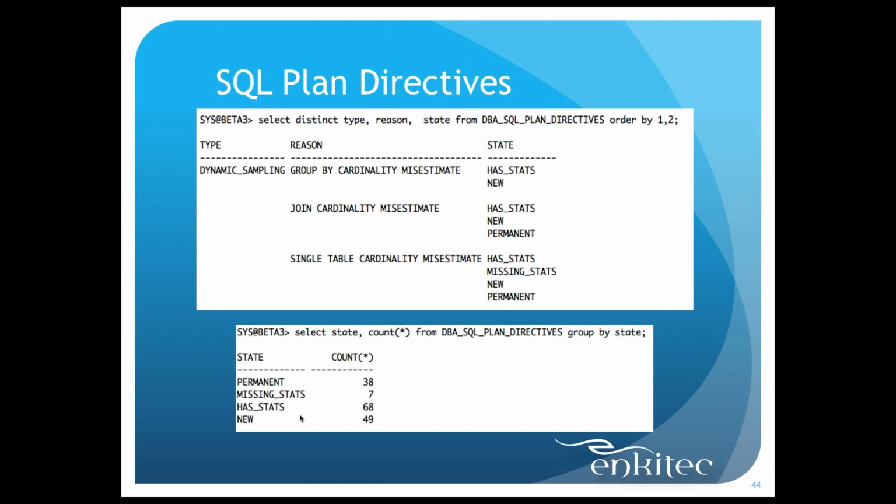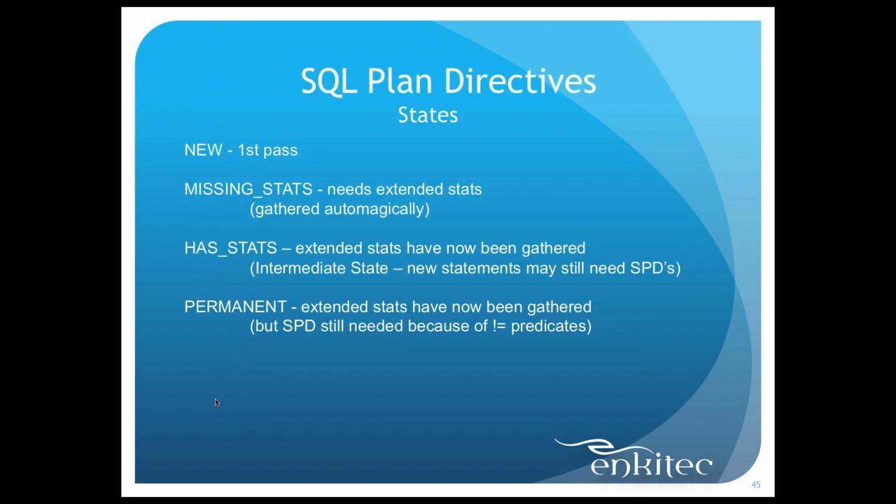So we have a has stats, we have a new, we have a permanent, and we have a missing stats. And when I did a count on those things, most of them were in the has stats category or state. And so let me talk about that just a minute. The meaning of those states is the first time I go through a statement and I find that I need a SQL Plan directive, those things are going to get set to new. If I go and see one that says missing stats, then that's telling me that I need to have extended stats created for a column group typically. And those things will be gathered automatically by the next statistics gathering event that happens, by default in the evening.